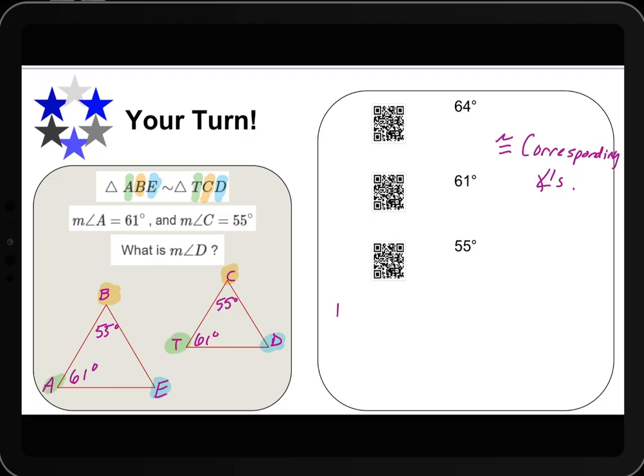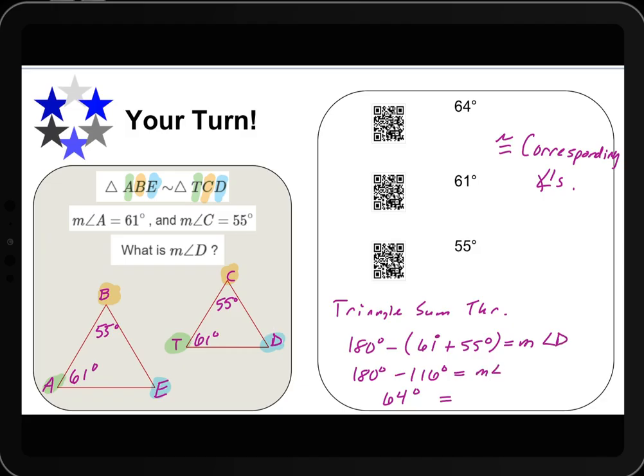And we know exactly how to deal with that because we can use the triangle sum theorem. The triangle sum theorem will allow us to take 180 degrees and subtract the measure of the other two angles combined together. So 61 plus 55. That's 180 degrees minus 116 degrees, and that is going to equal 64 degrees. That is going to equal the measure of angle D. Okay, so we're using our triangle sum theorem here in combination with our knowledge that the corresponding angles are always congruent in similar figures like these two triangles.